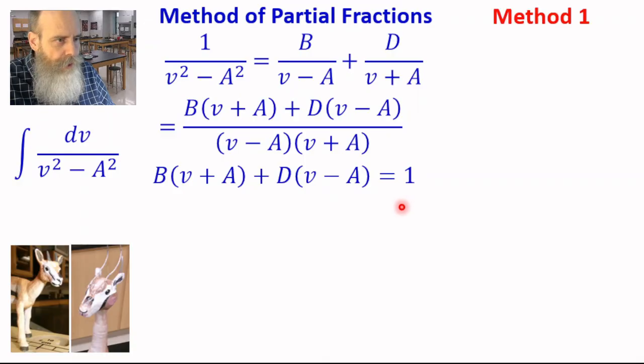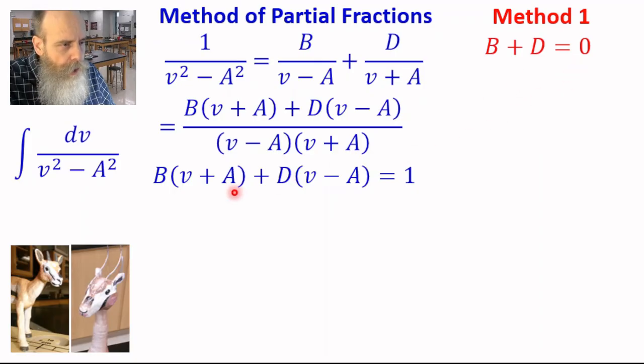There's two methods to do this. Let's look at method 1. Let's find all the terms that contain v in them. On the left side, we have bv plus dv. And on the right side, there's no v, so it's 0v. So we get this equation, b plus d equals 0.